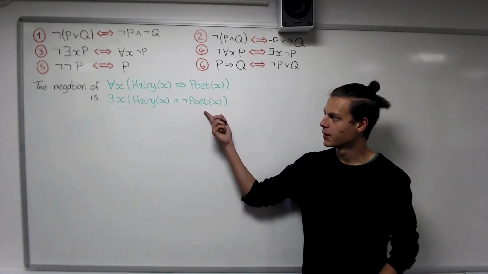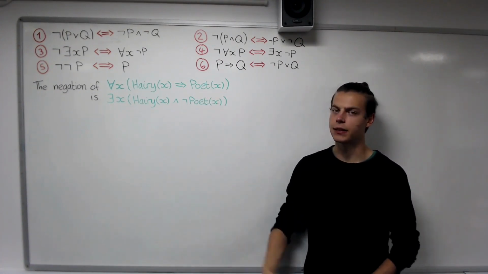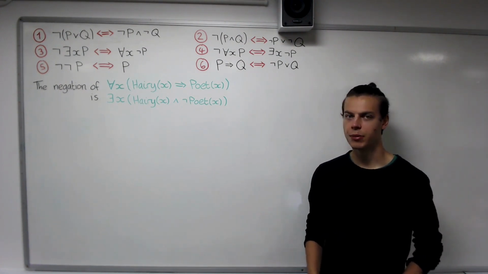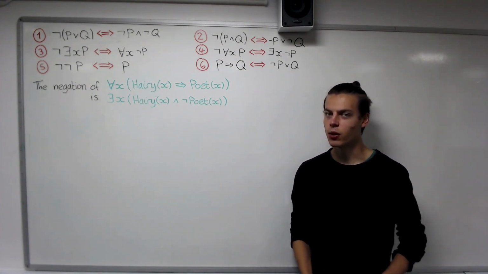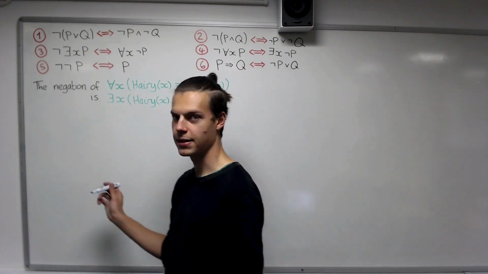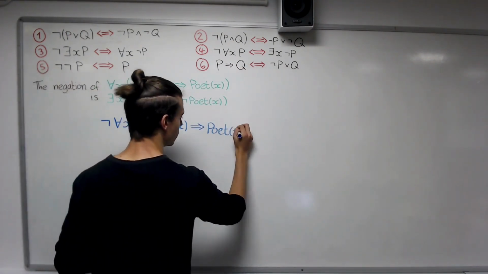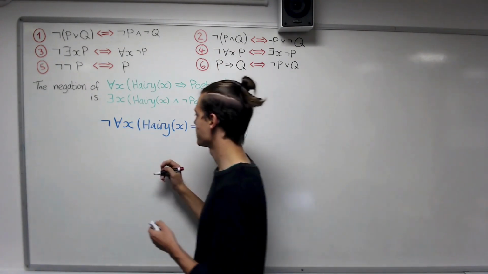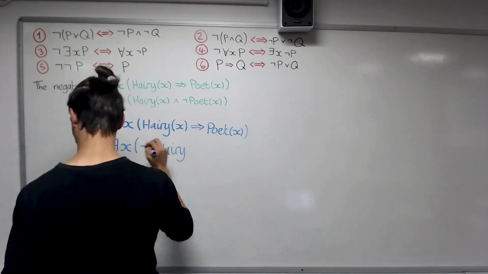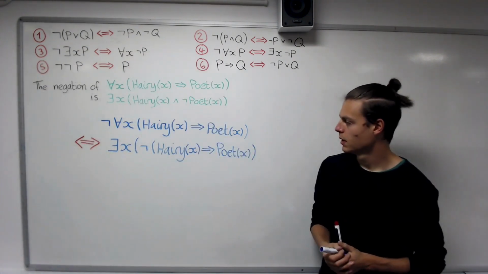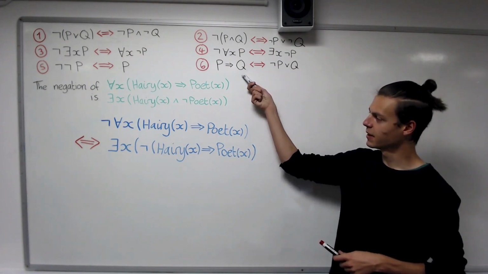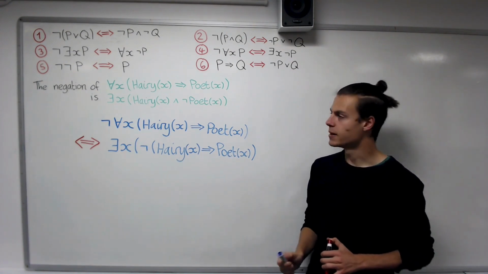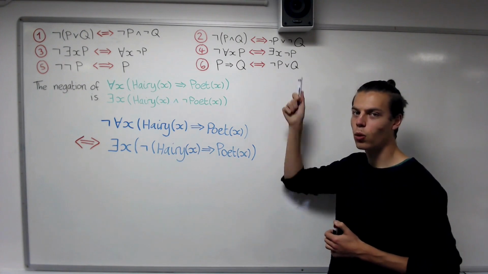We claim that the negation of this statement is this second statement. Let's show this using our laws of logic. So we'll begin by simply adding a not to the first statement to negate it. Now we can apply law 4. And we can apply law 6 to the implication. So we have hairy X implies poet X, and this is equivalent to not hairy X or poet X.